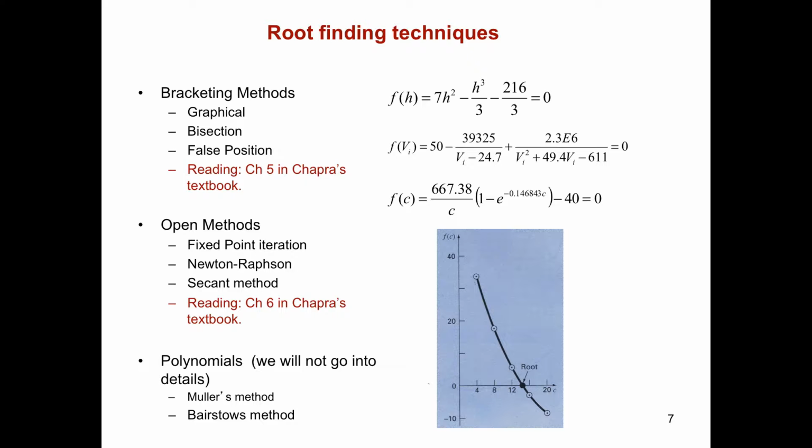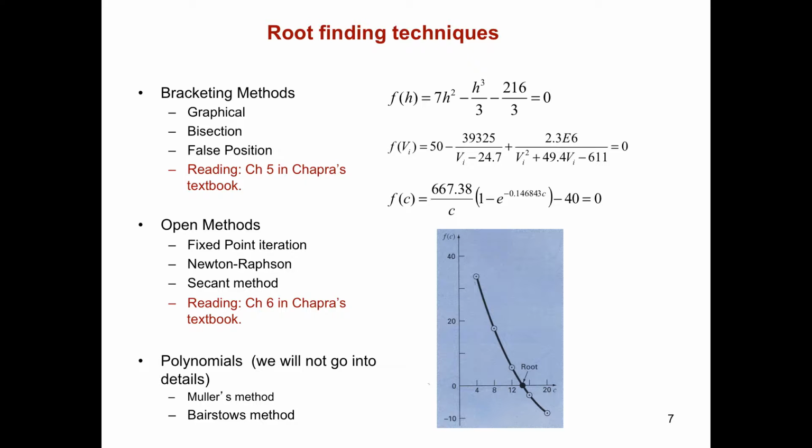So-called bracketing methods will be our first topic, and if you want to do reading, it's chapter 5 in our textbook. Those are graphical, bisection, and false position. Those methods are guaranteed to find a solution. The problem is you need to know the brackets where that solution is, and that's a finding of its own, so it's not necessarily easy. And then open methods just start from a given point.